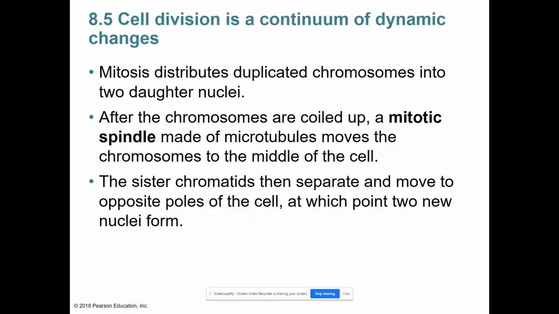And mitotic spindles are made of microtubules. They grab onto the chromosomes and move them around the cell. So the mitotic spindles are doing a lot of the work here. They're helping to keep everything organized and move the chromosomes where they need to go. By the end of mitosis, the two sister chromatids, which are copies of each other, will move to opposite parts of the cell, and they're going to be in the new nuclei that form.